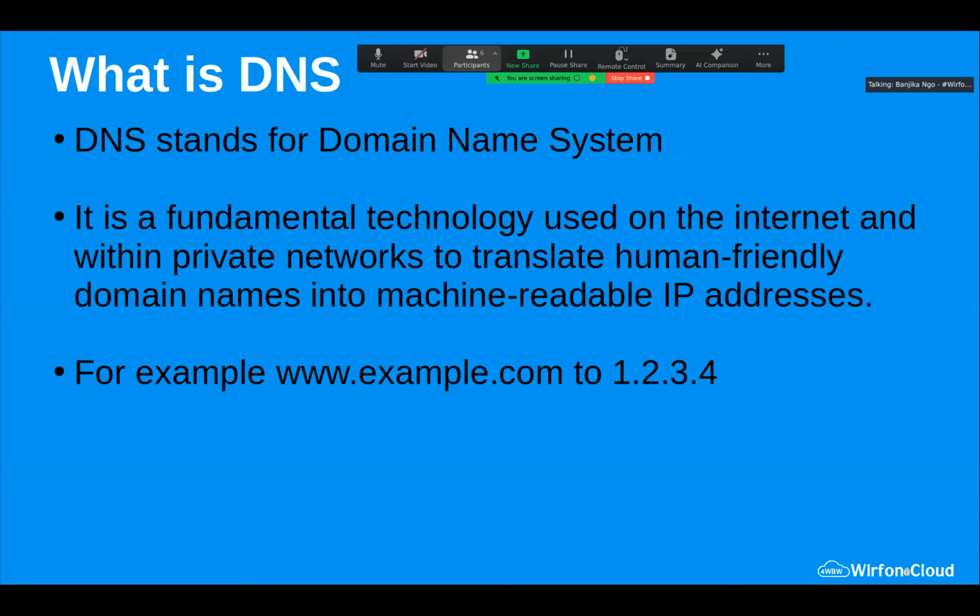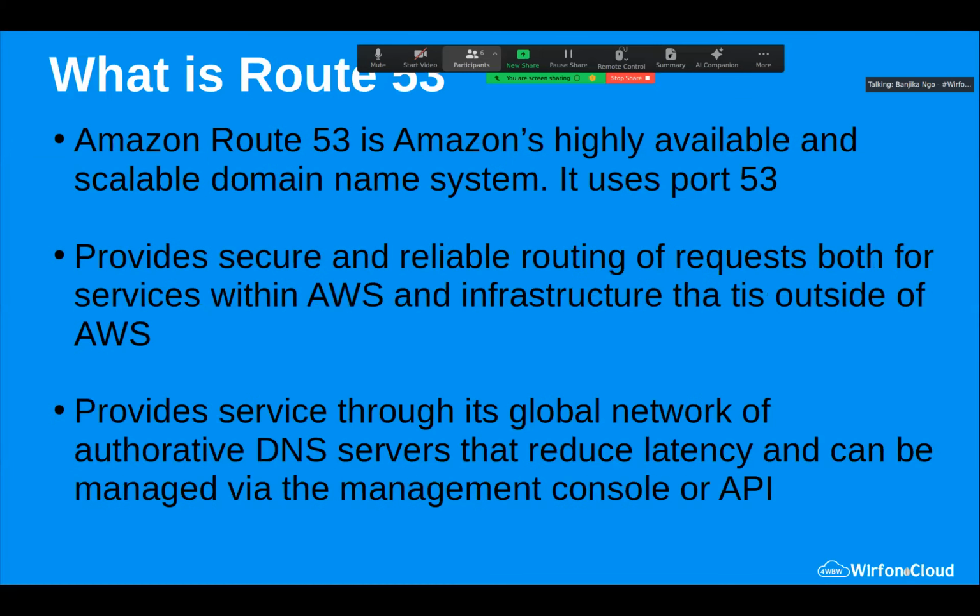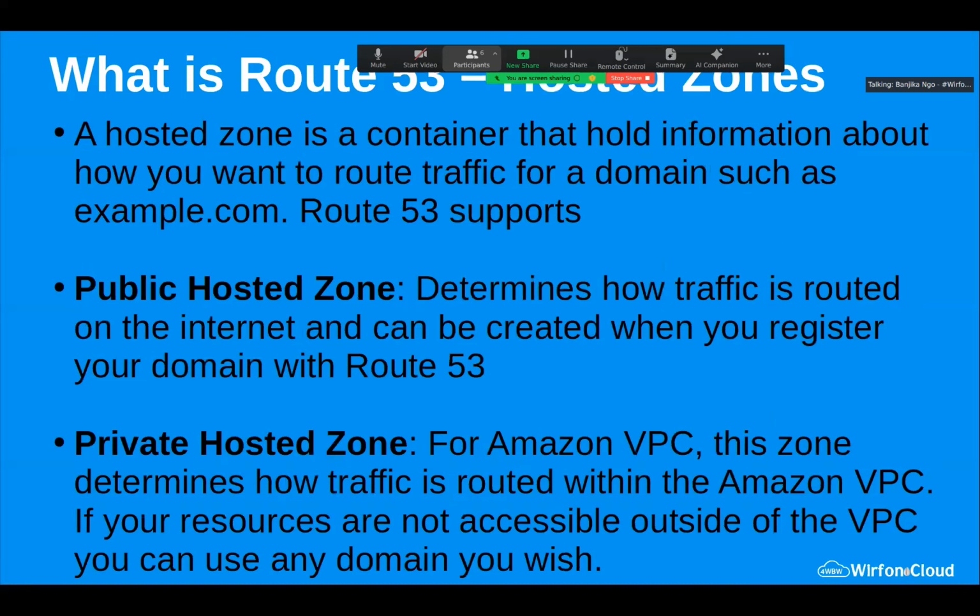And Route 53 is Amazon's DNS service. It's also highly available, it's scalable, uses port 53, and it's in charge of doing those translations, right? When you talk of DNS, there's always the concept of hosted zones. This is just a container that will hold information on how you want traffic for a particular domain to be routed. You have a public hosted zone that determines how traffic is routed on the internet and is created when you register your domain. So you can register a particular domain in AWS using Route 53. And you can decide to make that domain a public hosted zone.